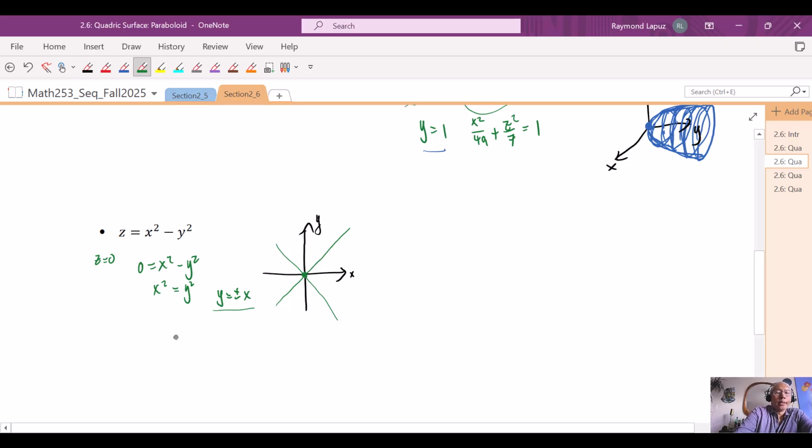Now if we let z equal to a different value, let's say z is equal to +1, we have 1 is equal to x squared minus y squared. So this is a hyperbola, if you remember, and this is a hyperbola that passes through and opens sideways along the x-axis, and it would have asymptotes of y is equal to plus and minus x, so it'll be opening sideways like this.